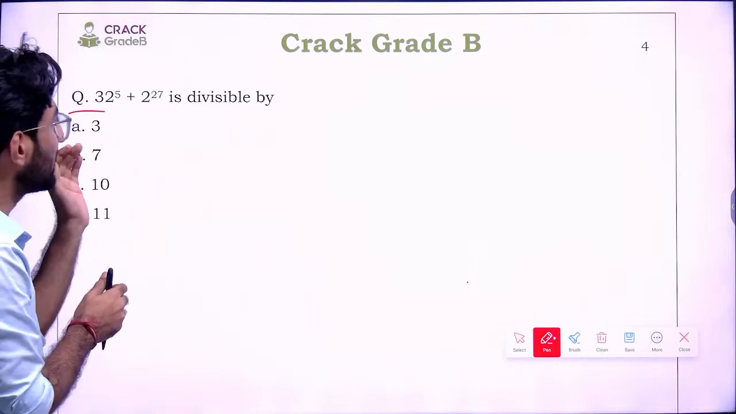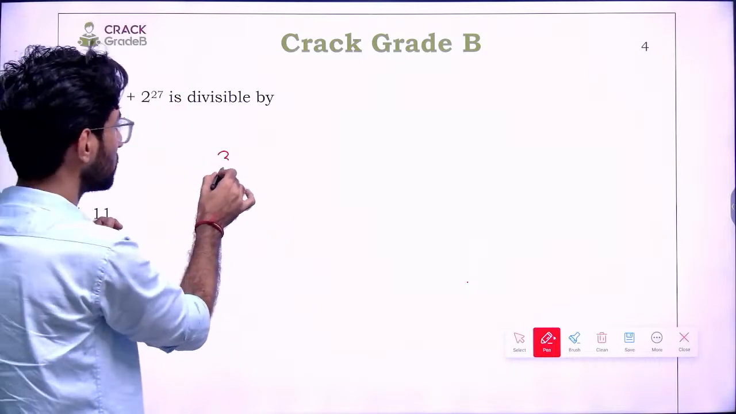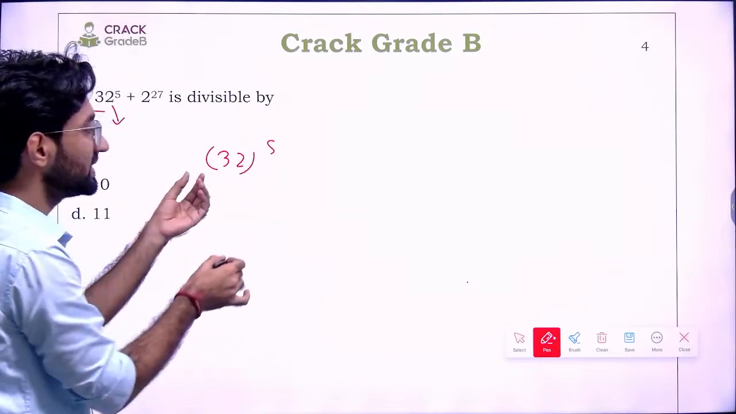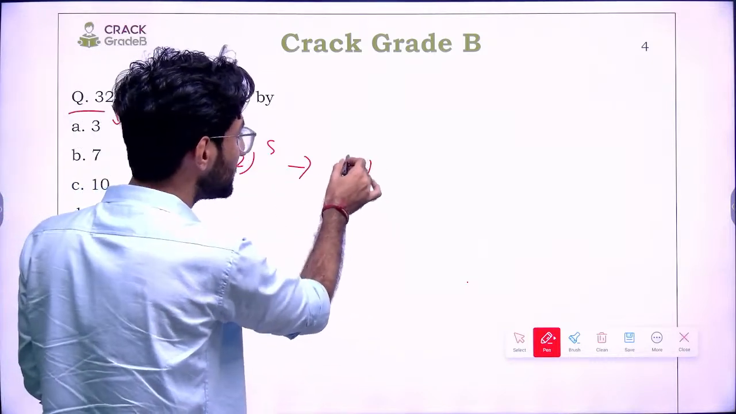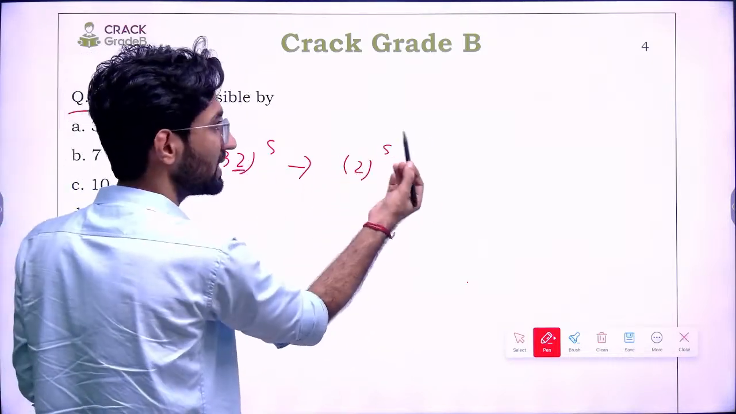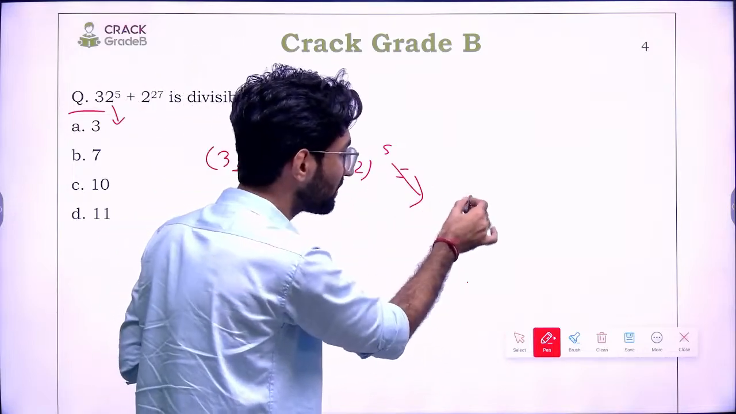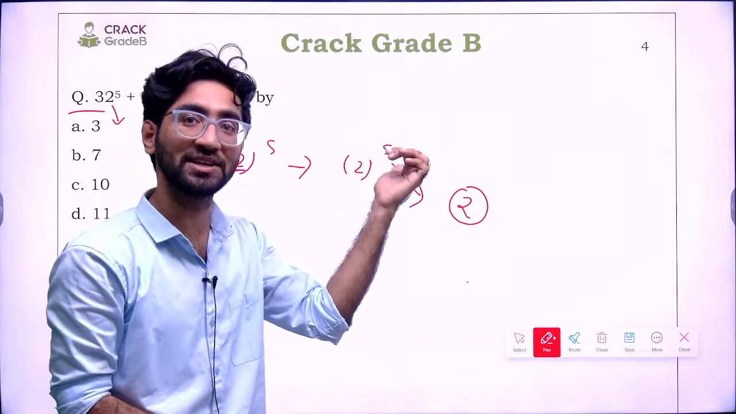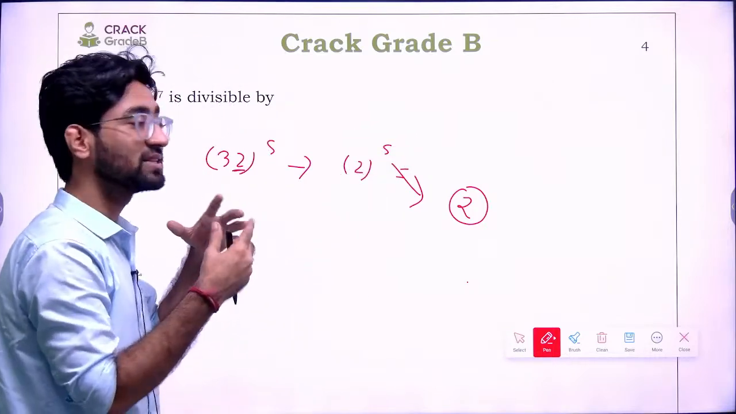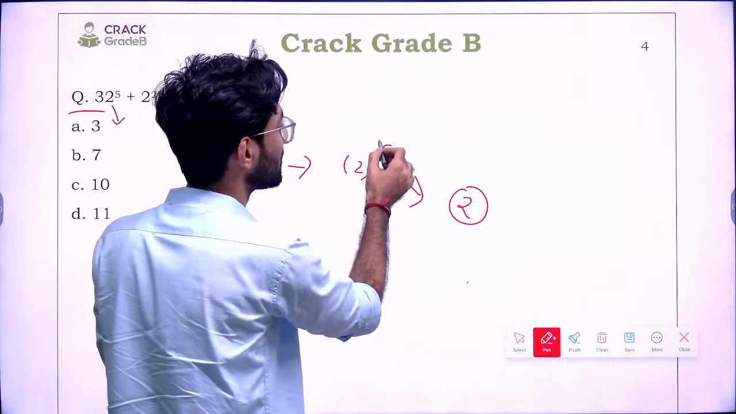So if you look at the unit digit of 32 to the power 5, the unit digit of 32 to the power 5 is equal to the unit digit of 2 to the power 5, and we can see that the unit digit of 2 to the power 5 is going to be equal to 2. We directly know that 2 to the power 5 equal to 32, right? Even if you don't know the value of 2 to the power 5 is equal to 32, what can we do?